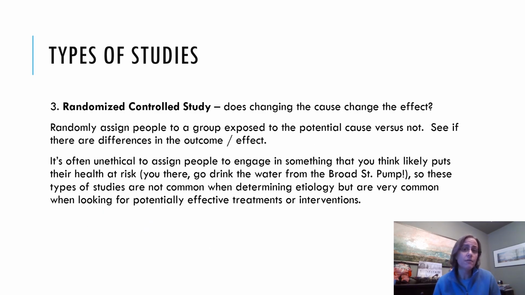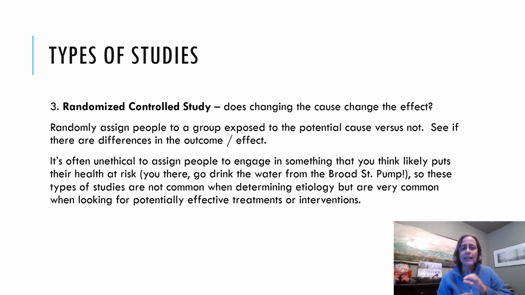All right, question 3. This one's trickier. Does changing the cause change the effect? So in order to answer this question, we're going to do what's called a randomized controlled study. You're going to randomly assign people. You're going to say, part of you, we're going to expose you to the potential cause, and part of you, we're not going to. We're going to do this randomly so that hopefully the groups of people in each arm of the study, as it's called, are fairly equivalent to each other.